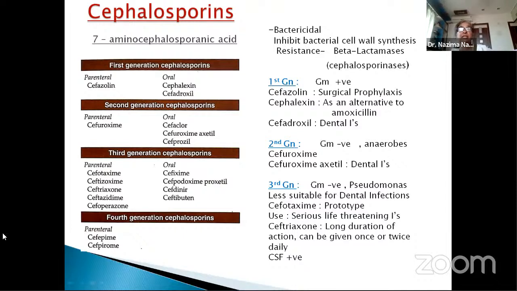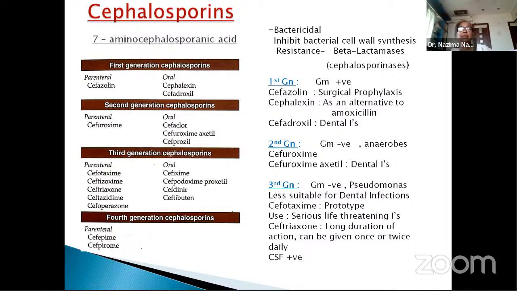Now these drugs have a bactericidal action, that is, the organisms are killed with these drugs. The mechanism of action of cephalosporins is similar to that of penicillins. That is, they act by inhibiting bacterial cell wall synthesis.